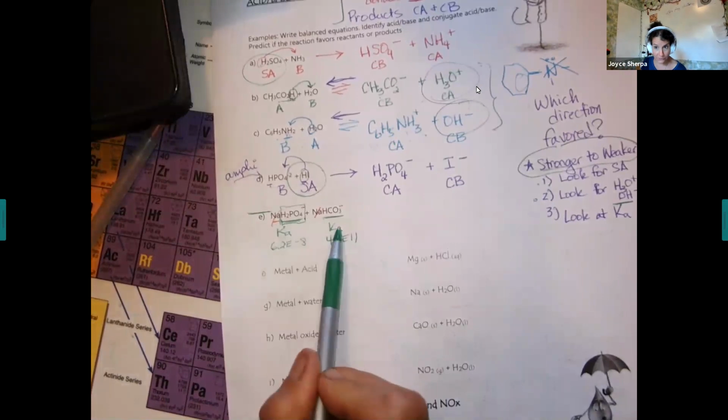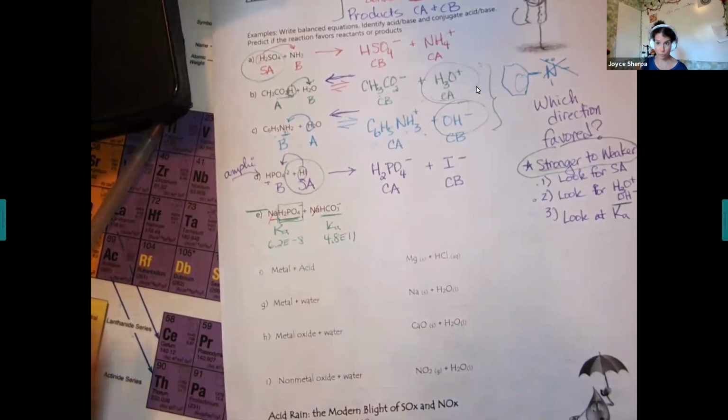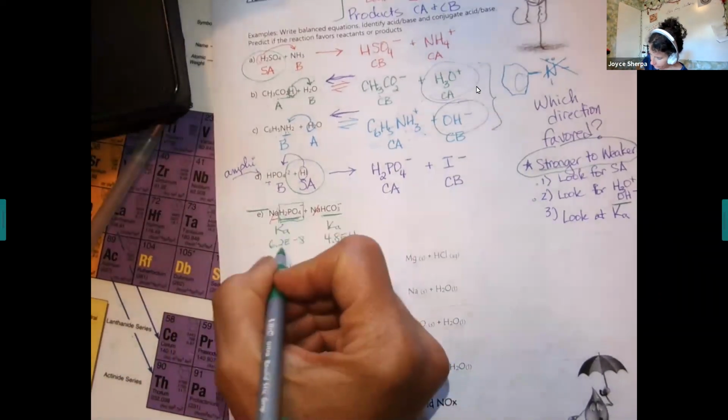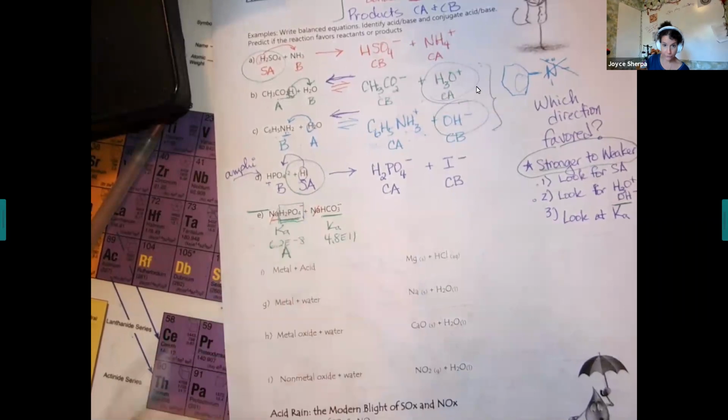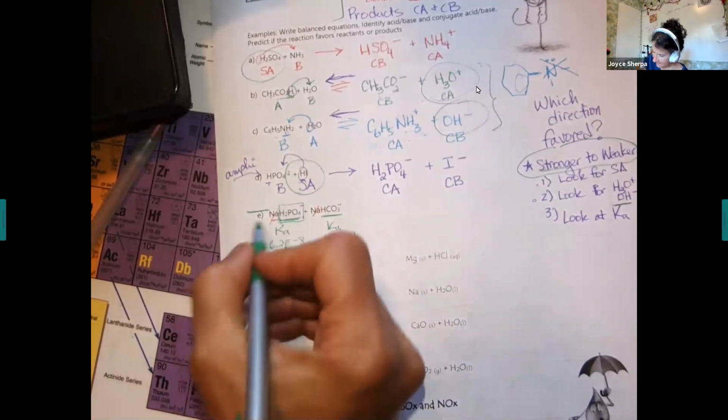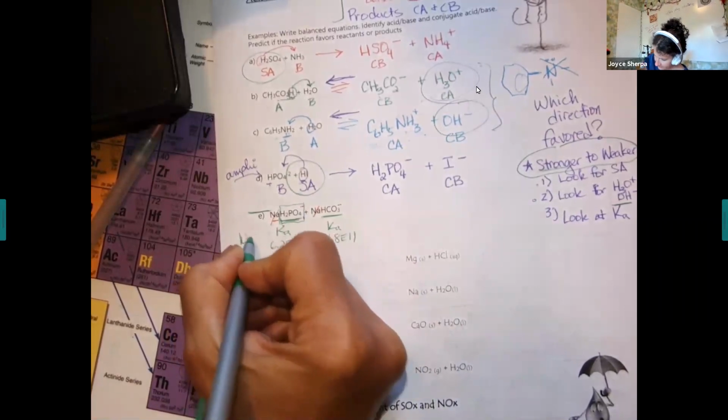All right, since they're both amphiprotic, we have to decide which one is the acid, and it's whichever one has the larger Ka. So the H2PO4 is my acid because it has the higher Ka.